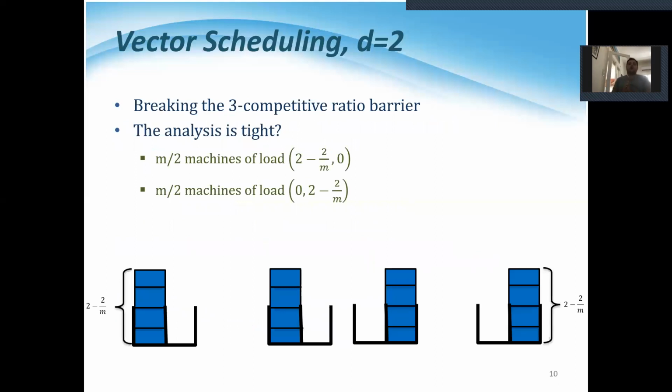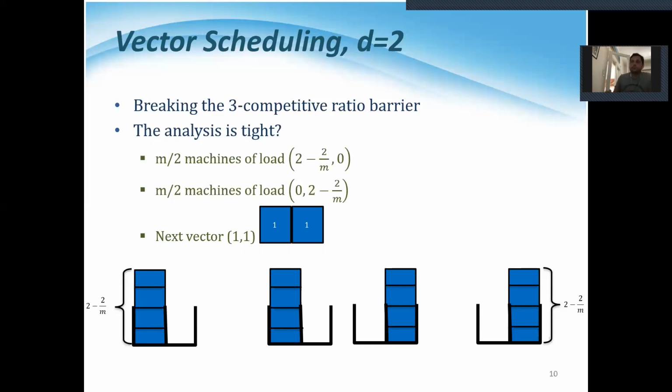If we reach a state where we have m/2 machines that have a load of almost 2 in the first coordinate and a load of 0 in the second coordinate, and the other half of the machines have a load of 0 in the first coordinate and a load of almost 2 in the second coordinate, then if the next vector is (1, 1), anywhere that I assign this vector, I will reach a load of almost 3. And that means that the competitive ratio guarantee is 3. Note that we don't overflow the volume constraint in this case.